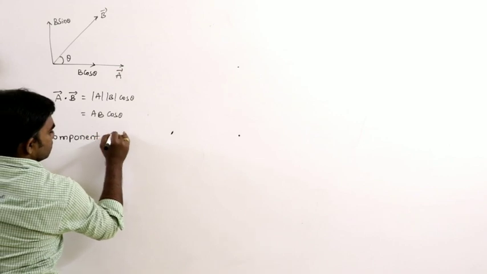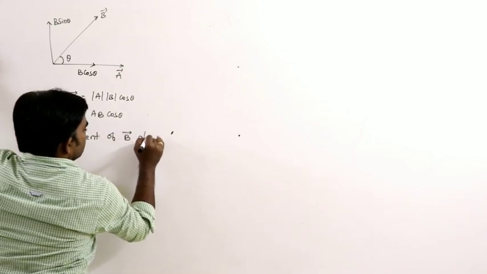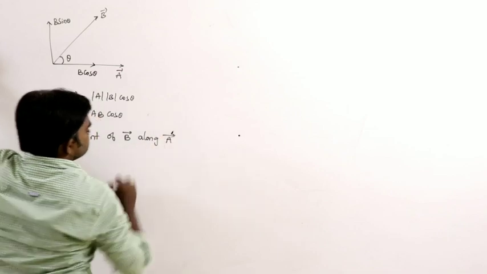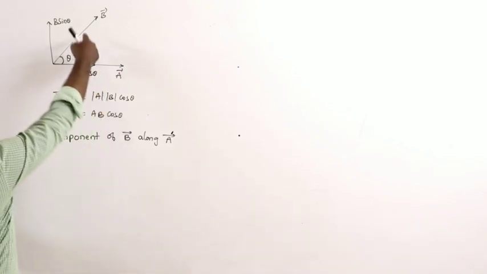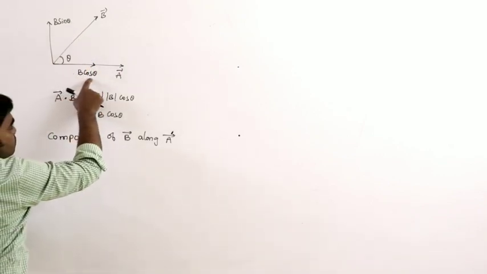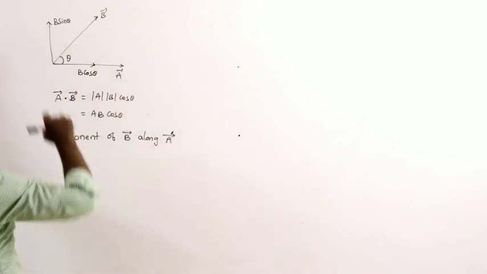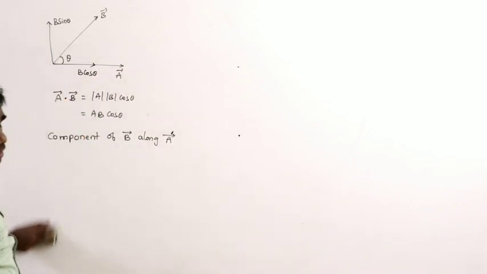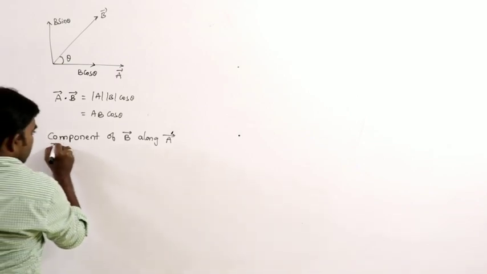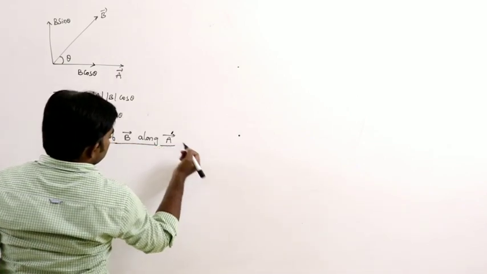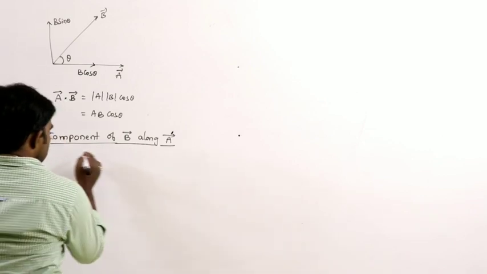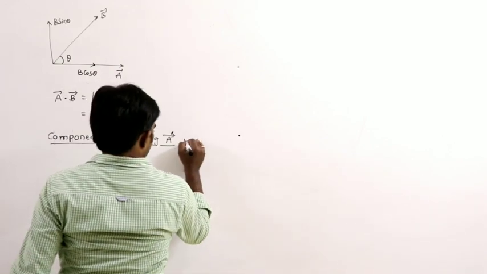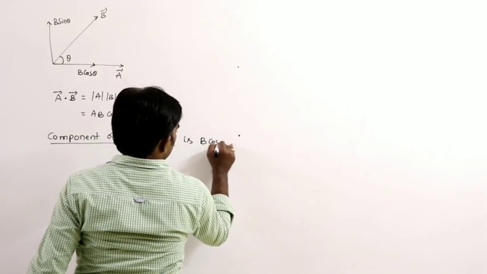What is the component of b bar along a bar? b can be divided into two components, b cos theta and b sin theta. What we have to calculate is the component of b bar along a bar. What is this value? It is b cos theta.